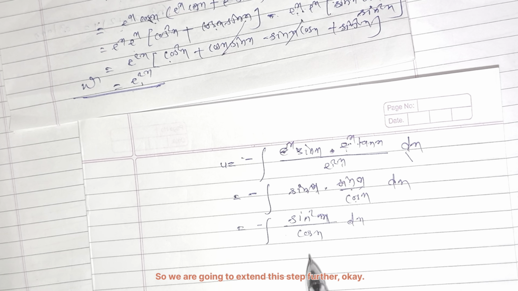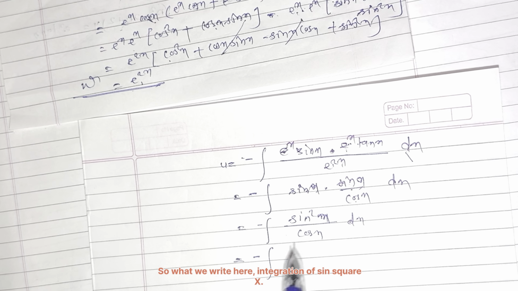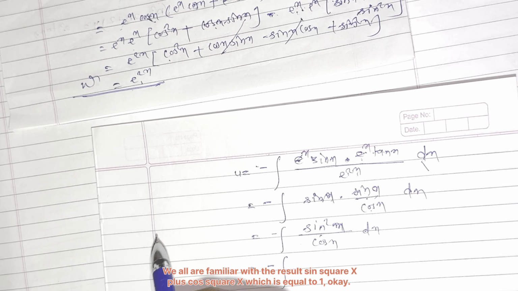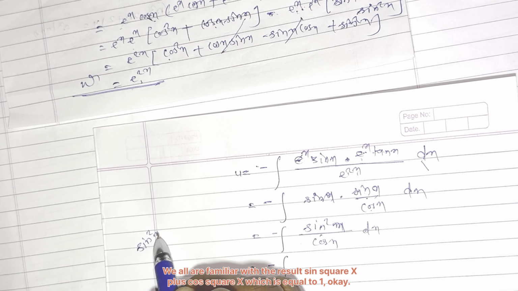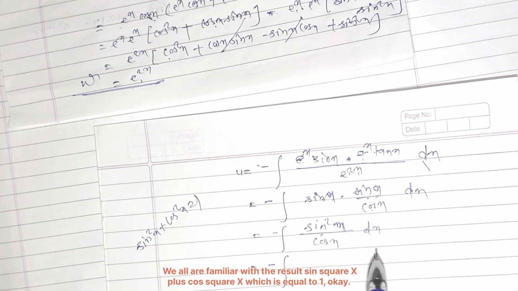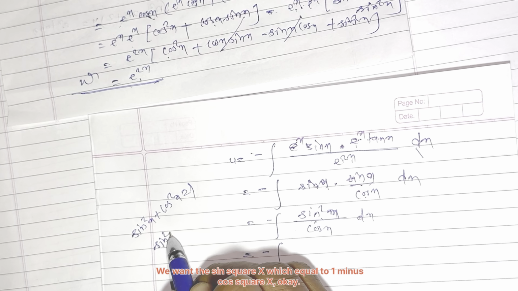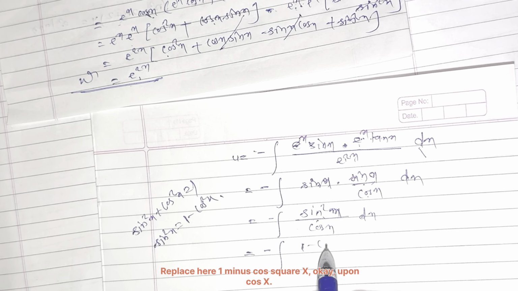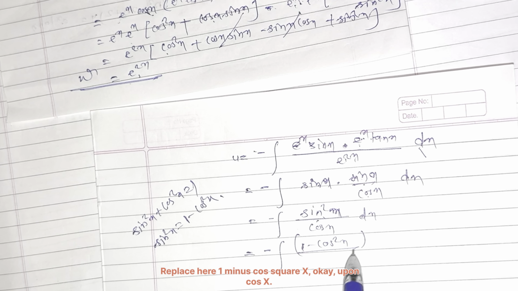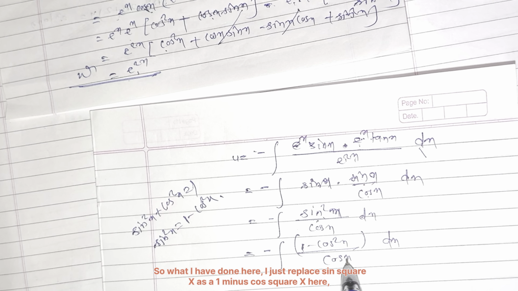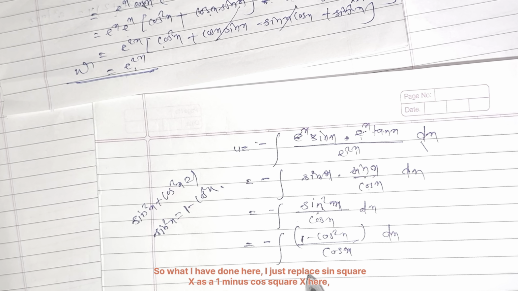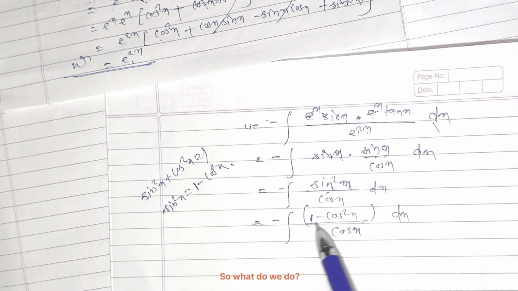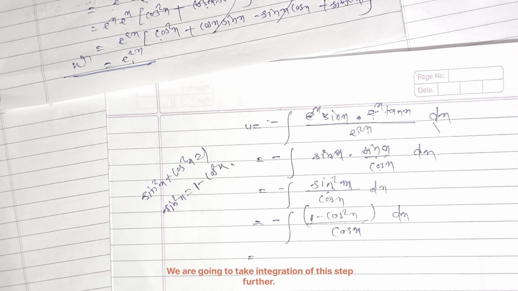So what we write here is integration of sin square x. We know that sin square x can be written as 1 minus cos square x. You all are familiar with the result sin square x plus cos square x equals 1. We want sin square x, which is equal to 1 minus cos square x. Replace it here, 1 minus cos square x upon cos x. So I just replaced sin square x with 1 minus cos square x here. Now we are going to take the integration of this step further.